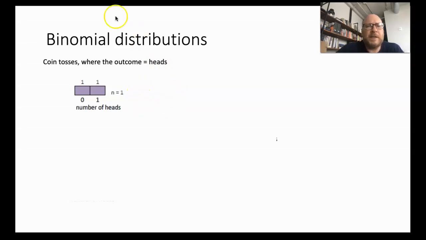Now, I'm going to show you 6 of these graphs. Each one is going to show you a number of trials. So this is one trial, and it's going to count the number of ways that you can get a certain number of heads. So this is telling us that if you toss a coin one time, there's one way that you can get 0 heads. The coin can land on tails. There's one way that you can get 1 head. The coin can land on heads. So that's a very basic binomial distribution.